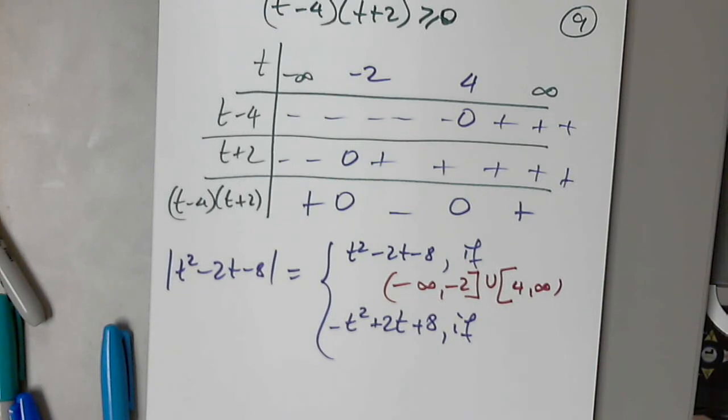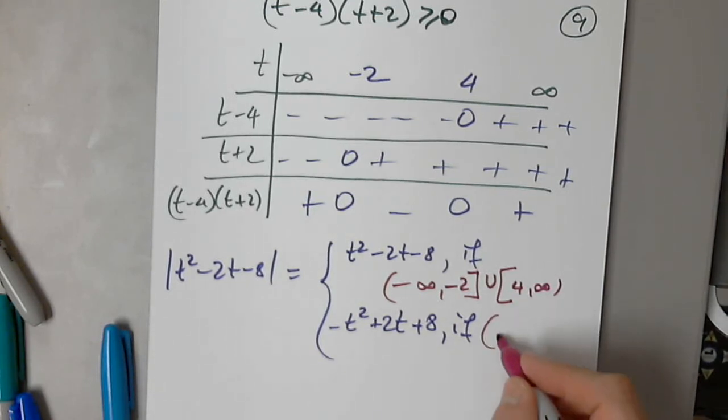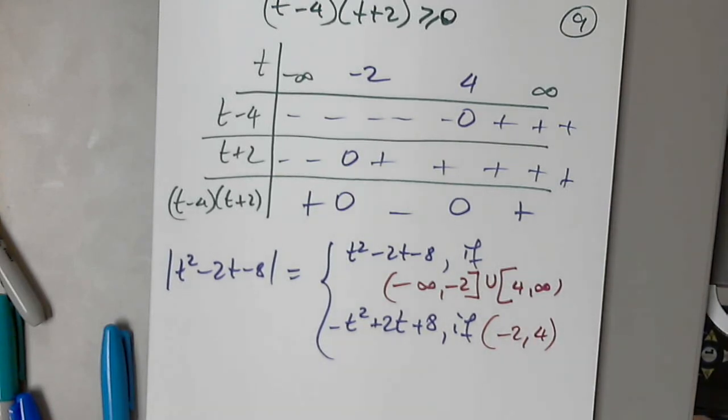I refuse to solve the second one. You should always refuse to solve the second one. Why? Because what's not in here must be in here. I'm not going to start from scratch and solve the other one. If the first branch contains this, the second branch must contain what? Negative 2 to 4. Right, with a parenthesis. No question about it.